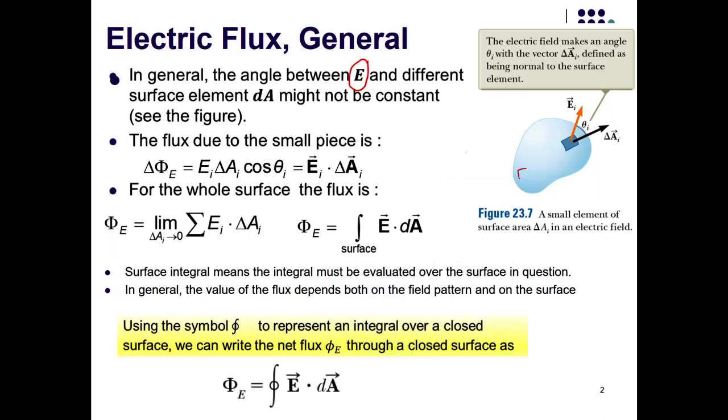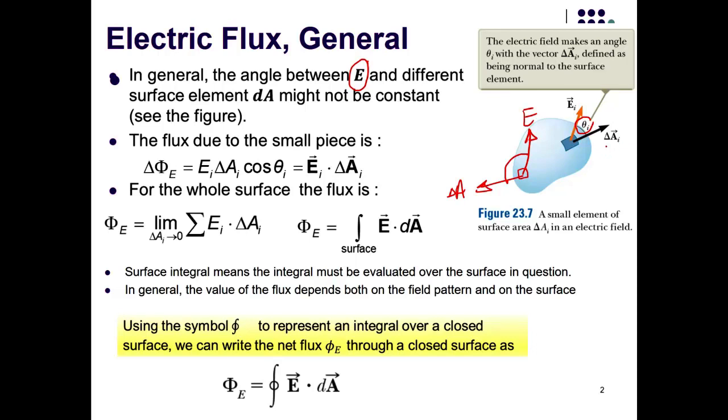Okay, so for this area, the angle is simply some theta, right? What about this small area? Well, here the A is like that and delta A is like this, but E is in the same direction. Now the angle is different from this angle, which means if you go around this surface, you will find many different angles between the electric field and the surface element.